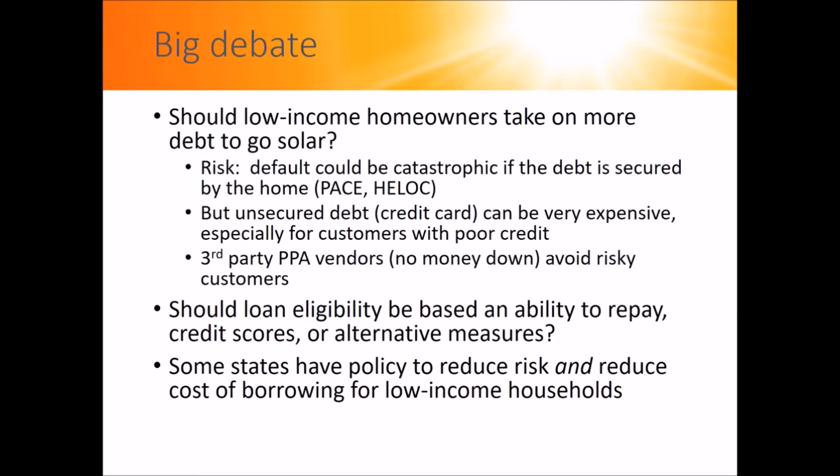Others would argue that the loan should always be based on an ability to repay. There's a federal law, the Truth in Lending Act, that requires that ability to repay, and that was really strengthened after the housing meltdown of 2008. So this is a very active debate. I think the best solution is that some states have policies that reduce the risk for low-income households and for lenders, and they also reduce the cost of borrowing by providing loan guarantees or credit enhancement. So having an active state policy to reduce this problem is really the best way.